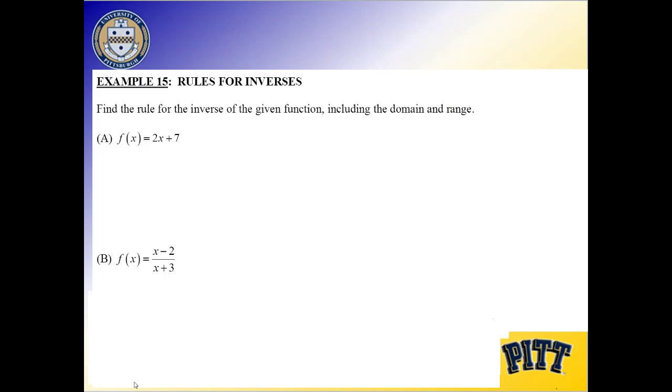Especially when we talk about quadratic functions. That does not happen all the time. So we have to be careful about that, because not every time I take an inverse of a function do I end up with a function itself. First I want to find the rule for the inverse of the function and include the domain and range.